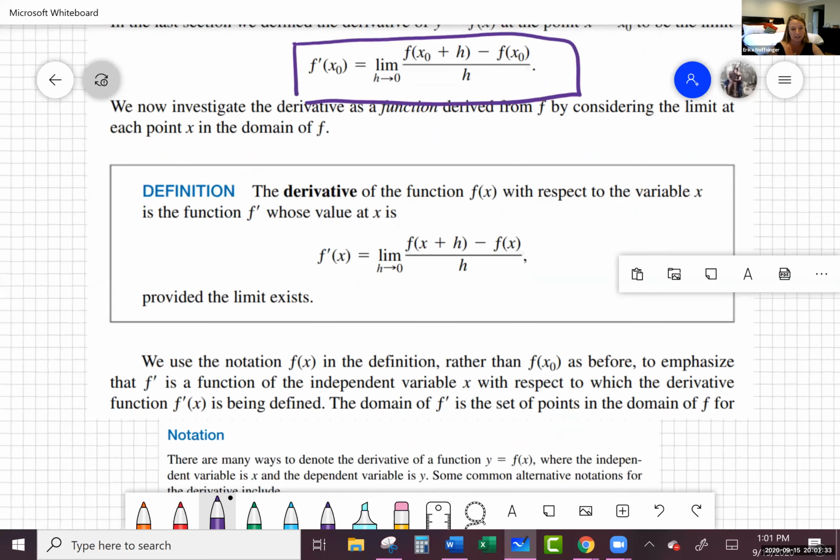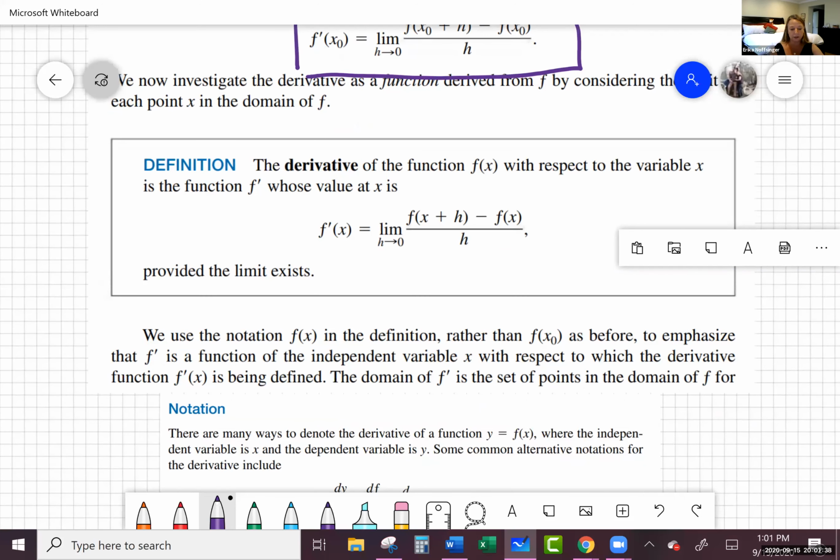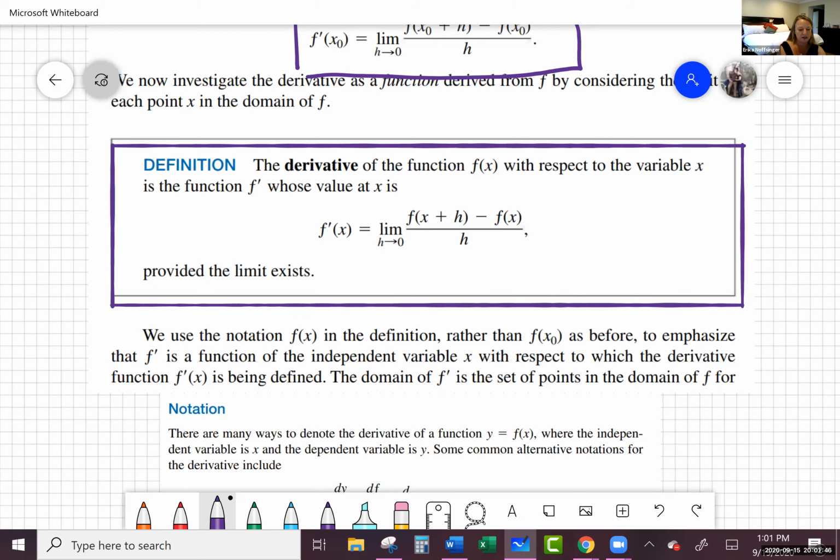But now we're going further, and instead of just finding the derivative at one particular point, we're going to look at finding the derivative anywhere the derivative exists on a function. So basically the derivative of a function f of x with respect to the variable x is the function f prime, whose value at x is the following. So instead of f prime of x naught, we're going to denote it f prime of x. Almost identical, except before we plugged in the number x naught, where we were looking at where the derivative was.